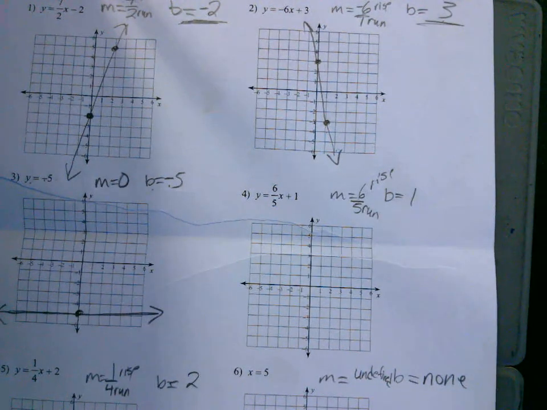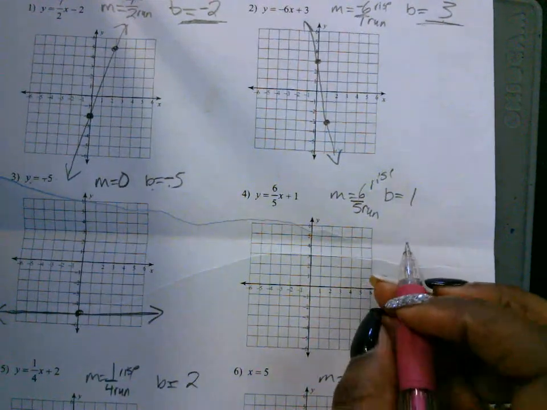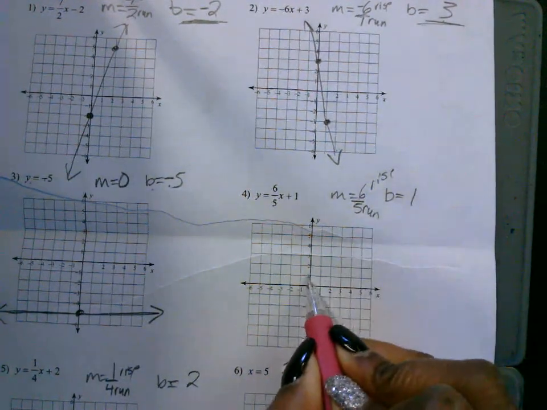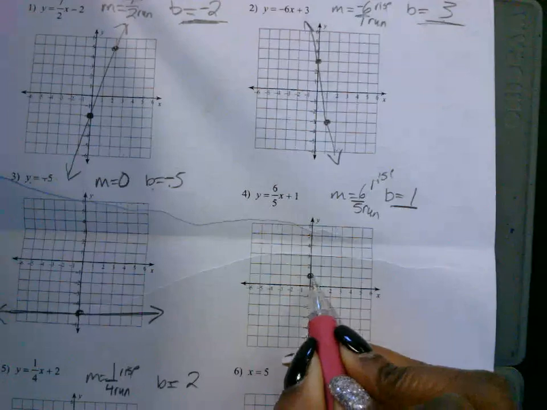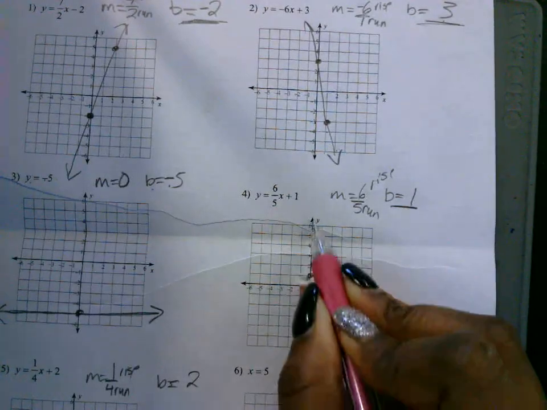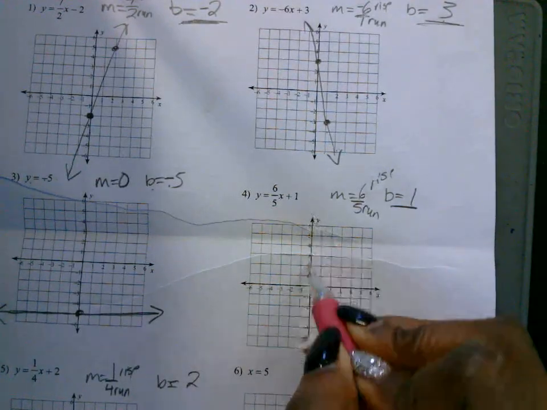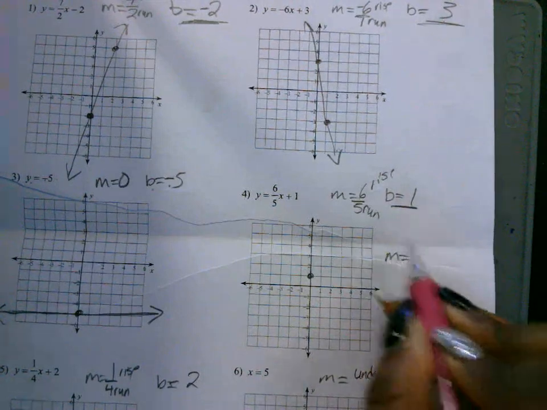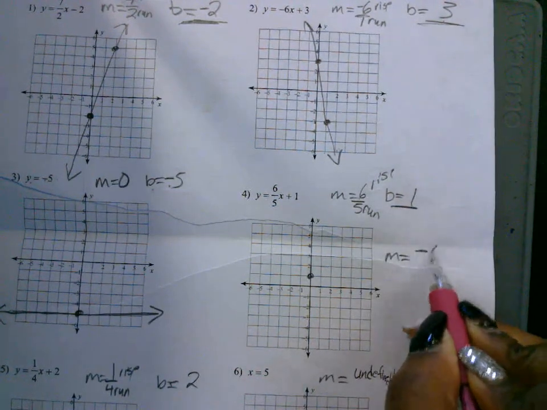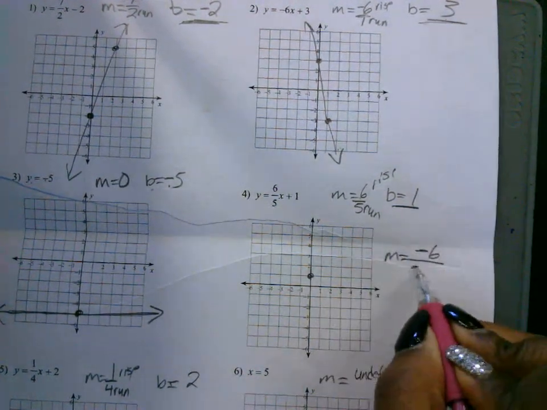Go down 6 and to the left 5. Correct. So listen, this is 1 on the y-axis. When you go up 6, it's not enough space. So you've got to do this backwards. The opposite of a positive 6 is negative. The opposite of a positive 5 is -5.